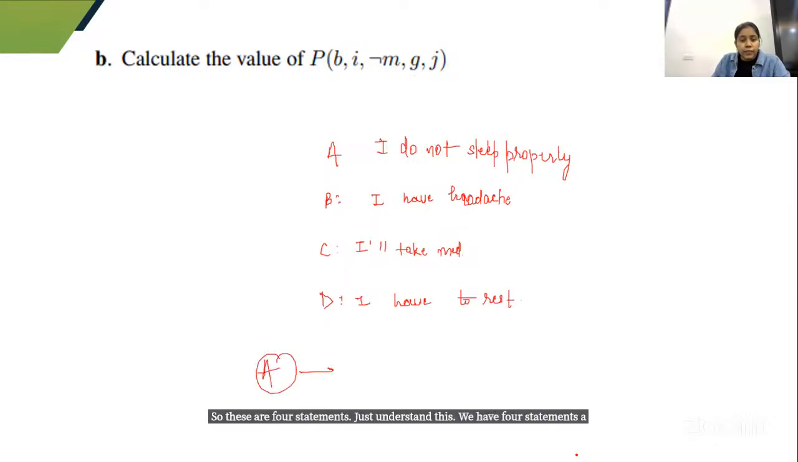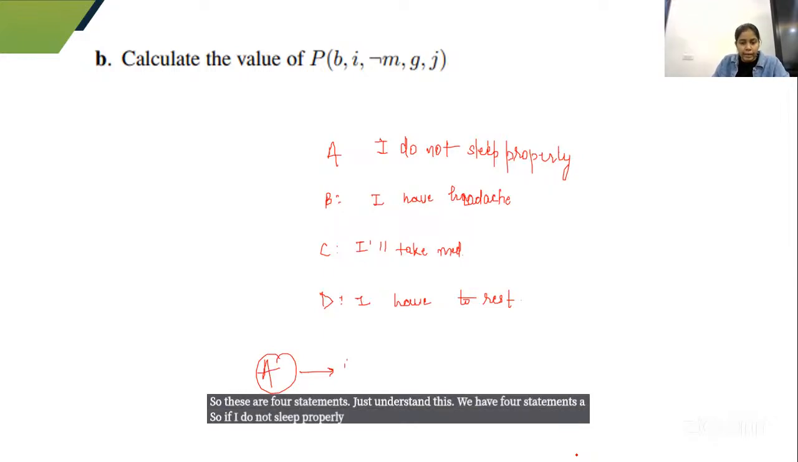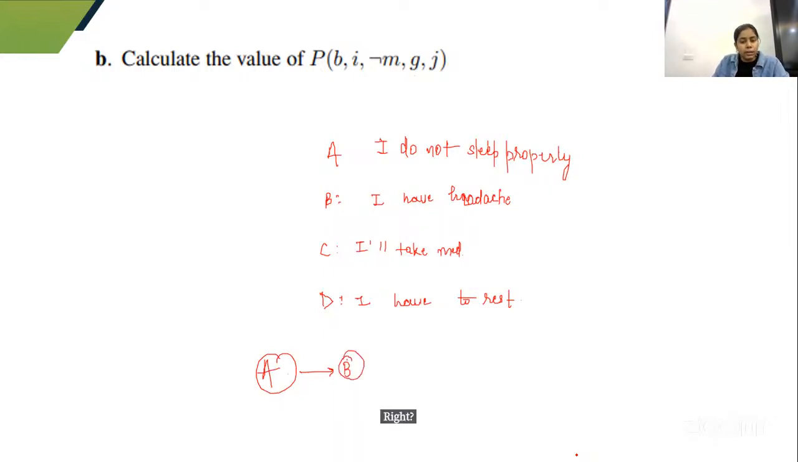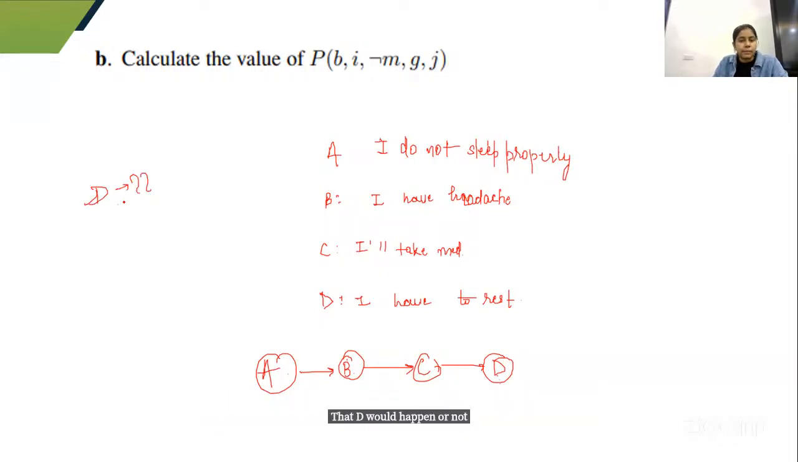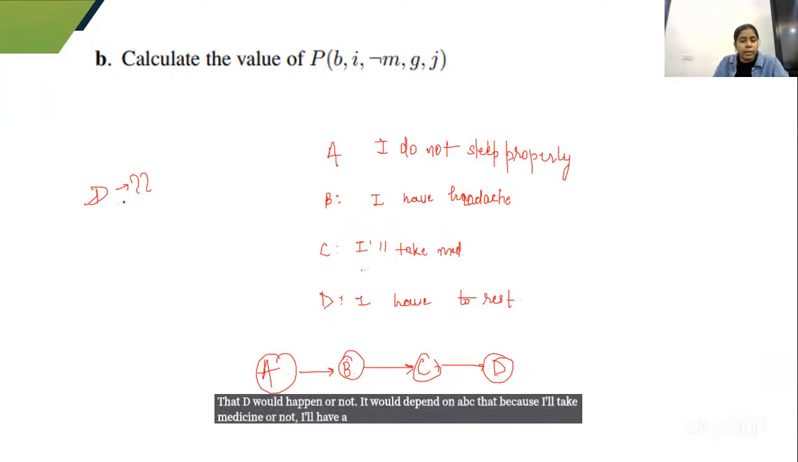If I do not sleep properly, then I'll have a headache. If I have a headache, then I have to take medicine. If I take medicine, then I have to take rest. So D depends on A, B, C. If you want to know whether D would happen or not, it would depend on A, B, C, because whether I take medicine, have a headache, or do not sleep properly. So let's suppose I do not sleep properly, then I have a headache, then I take medicine, then I have to rest.